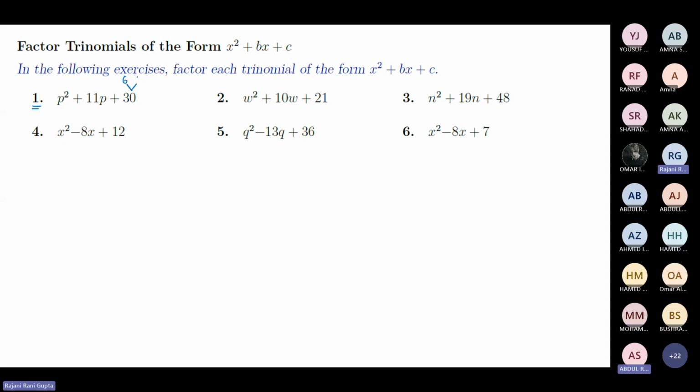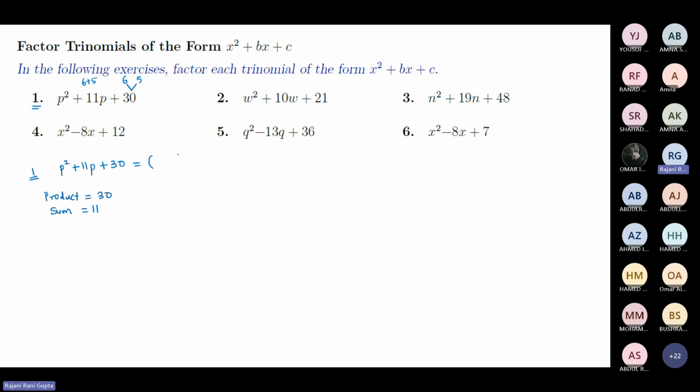6 and 5. So check, 6 plus 5 is how much? Okay, let me write it down. Let me do it in a proper way so that you do it correctly in the exam. Okay, so you need product as 30 and sum as 11.